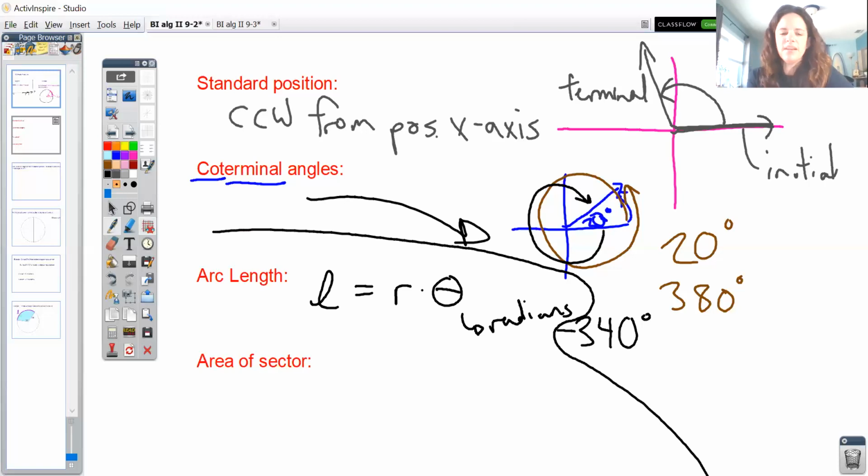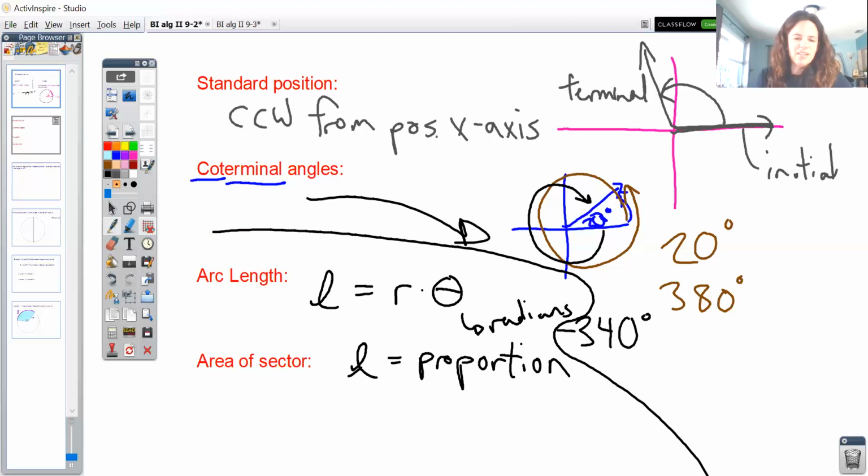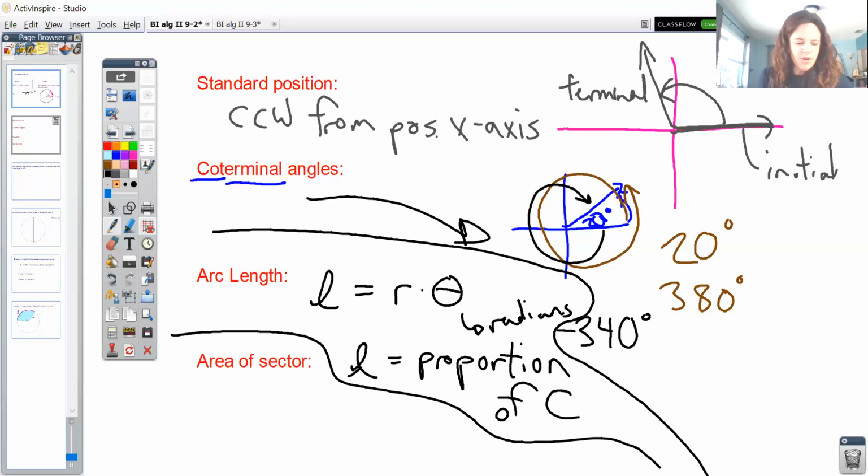Or if theta is not in radians, then you can find the arc length by thinking about the proportion of the length of the entire circle, which is the circumference. So you can think of the arc length as a proportion of the circumference. For the area of a sector, the same thing. If theta is measured in radians, then that is very helpful for us.